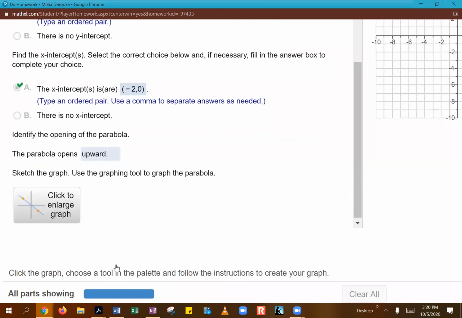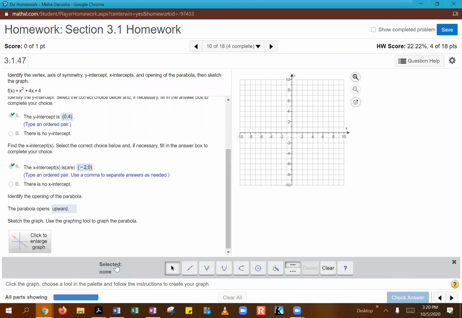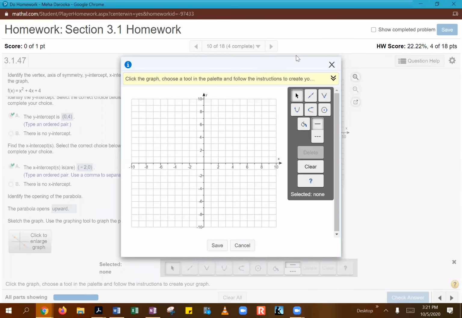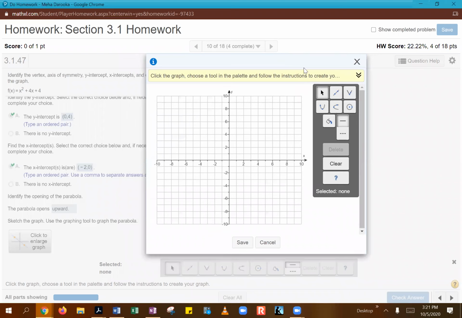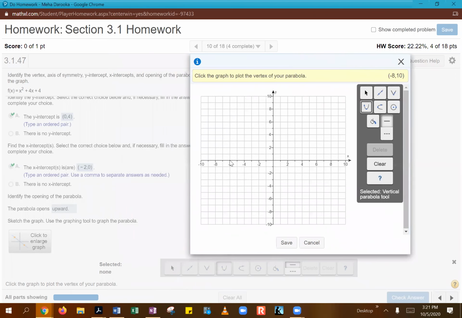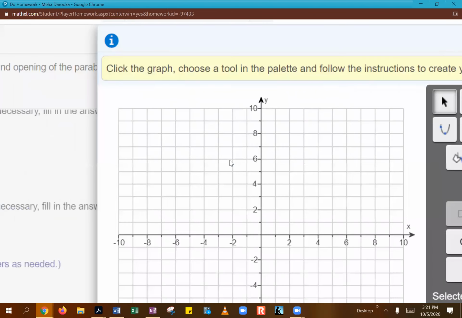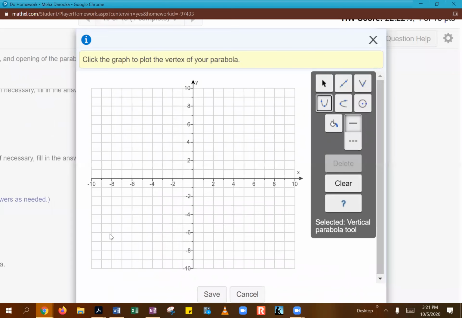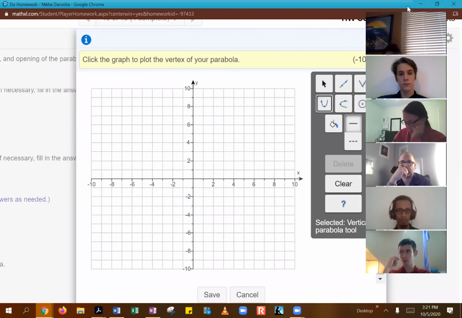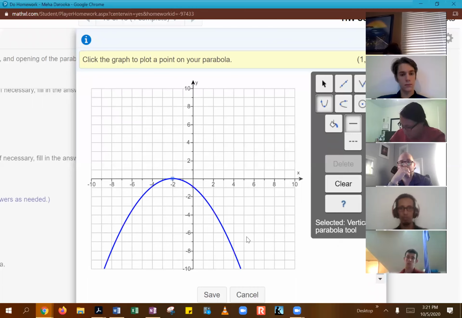And I think the last part is going to be about the graph. So click on the graph. And this one, again, we know this is a parabola, either opening up or down. So pick that tool. Now, if you notice, and let me make this a little bit bigger. Okay, so once you pick your tool, you will notice in the little yellow strip in our box, it's telling us to plot the vertex of our parabola. So remember the vertex was at -2, 0. So that's going to be right here.